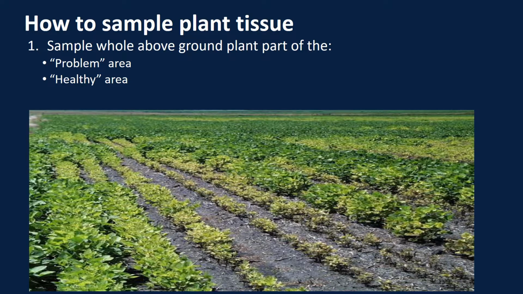So here for this example in this field, we see a problem area. Here we see stunted plants, yellowing of the leaf tissue, but over here we also see healthy dark green tall plants. So what we'll want to do is take samples of the leaves and/or the stems, depending on where that deficiency symptom is showing up. Sometimes you can take the whole plant if it's throughout the whole plant. If not, you just want to take the leaves that are showing the symptom and then the healthy leaves.